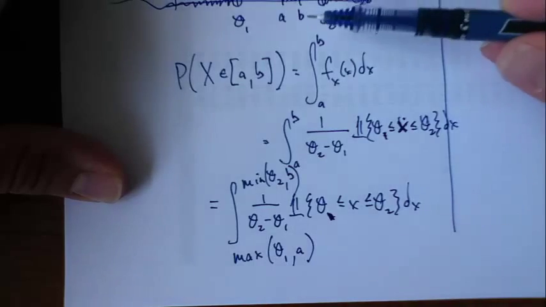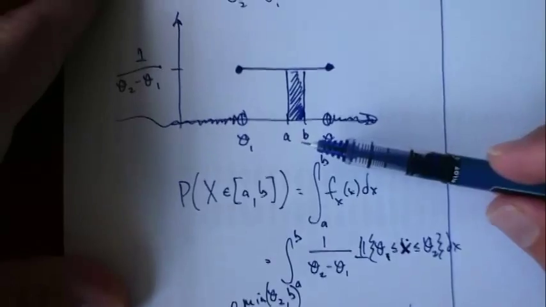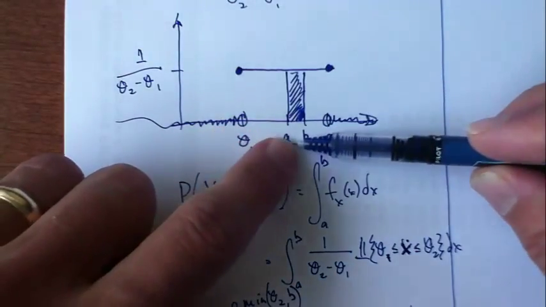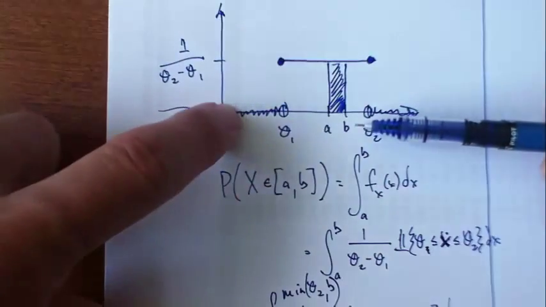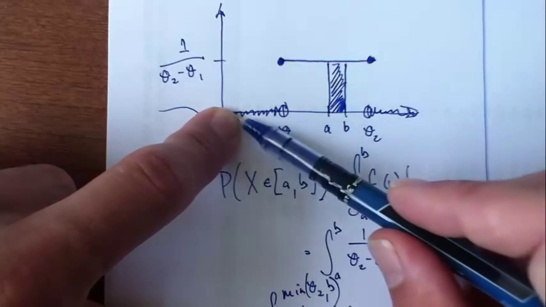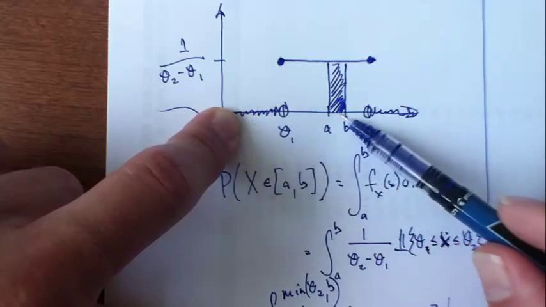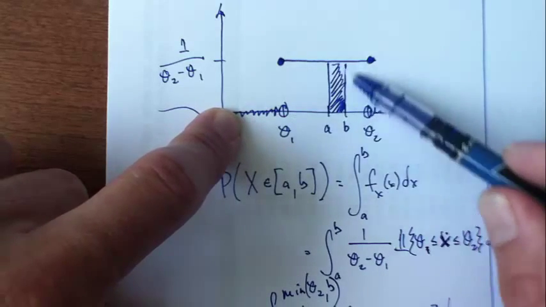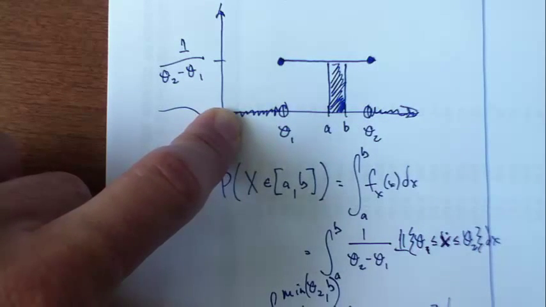Well, in general, it may be that A isn't between these two thetas. What if A is actually less than theta 1? What if A is down here? Then this integral that we're seeking is going to be the area bounded by the density function between here and B, right? So then in that case it would essentially just be this area, the area of this region in here.